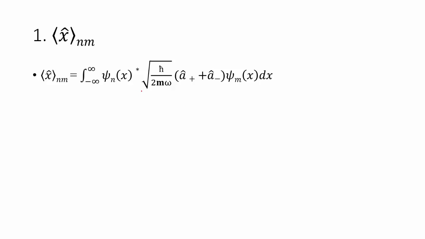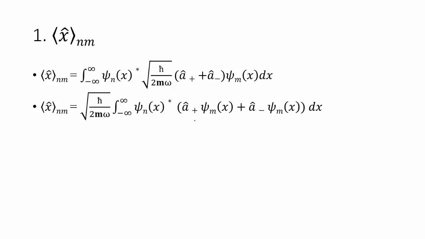We simply substitute that in place of x in the original integral, and we can distribute psi n over the parentheses to get a plus operating on psi n and a minus operating on psi n. And we can also take the square root of h bar over 2 m omega out since it's a constant.